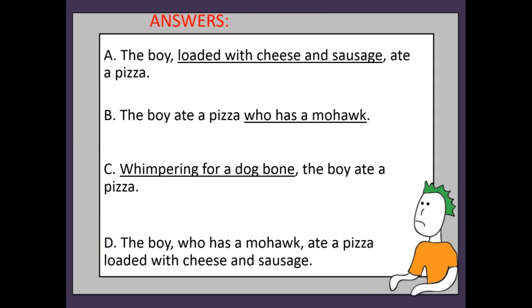So let's look at the answer choices. A has a misplaced modifier. B has a misplaced modifier. C has a dangling modifier. And D would be your correct choice.